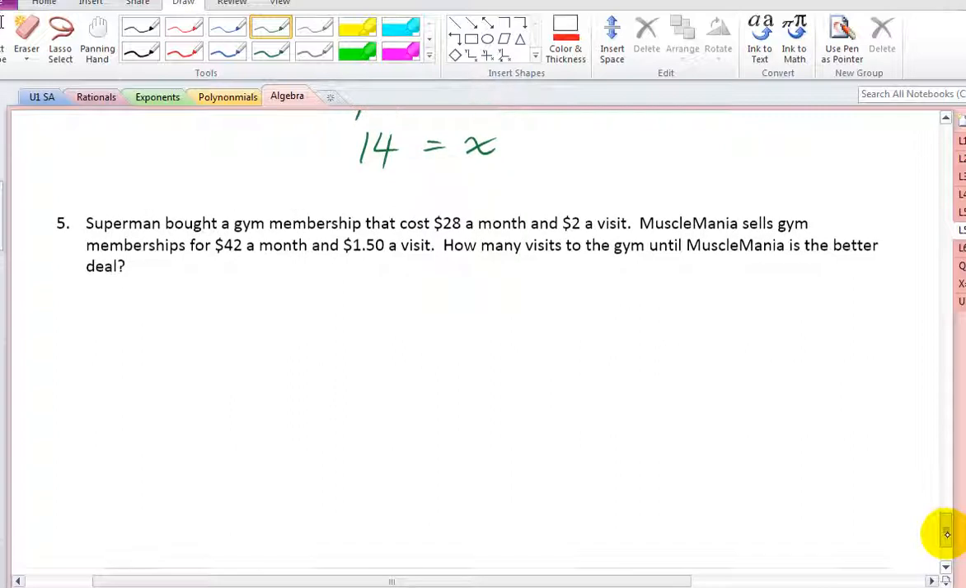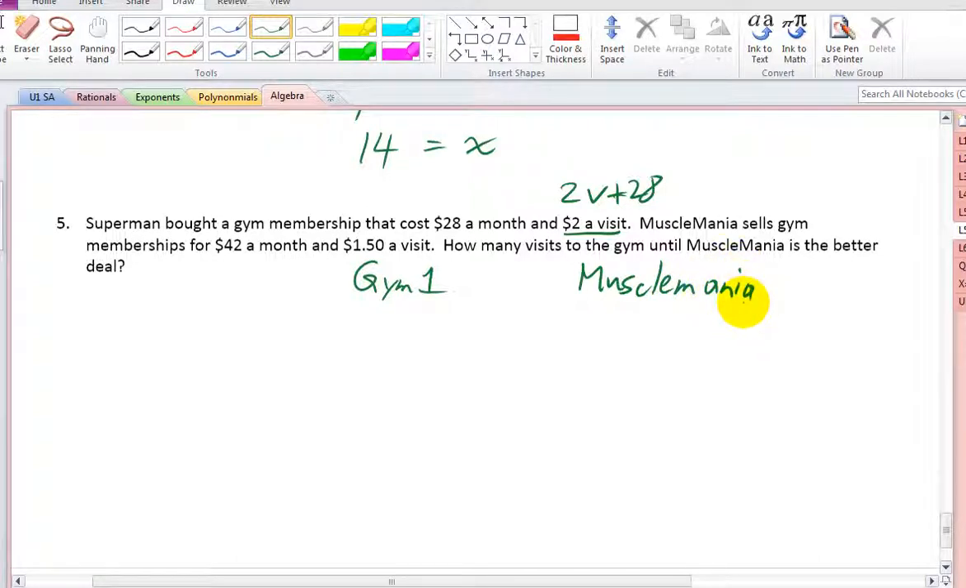Next one. Well, this one's a little bit different. Superman bought a gym membership that cost $28 a month, $2 a visit. Okay, so this would be 2V. Every visit was $2 plus 28 for the month. Okay. So we got Gym 1 and we got Muscle Mania. Now this is a new thing for today.